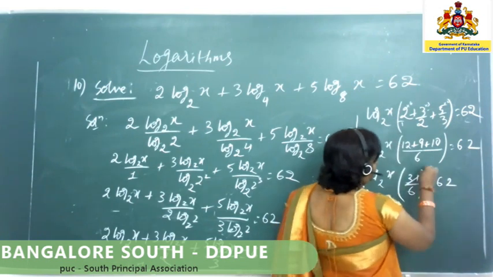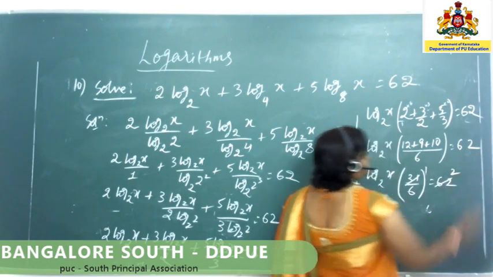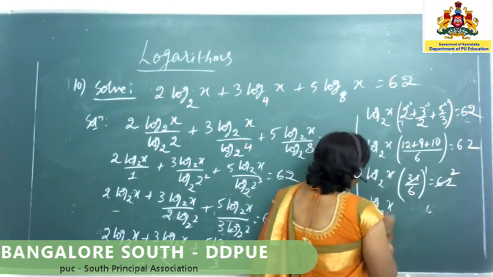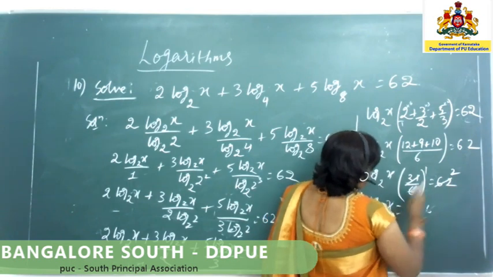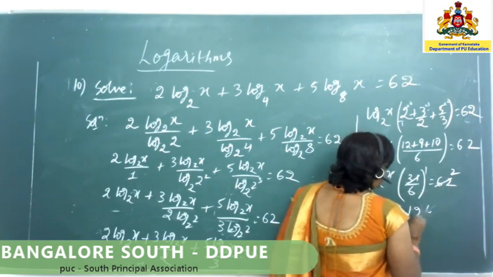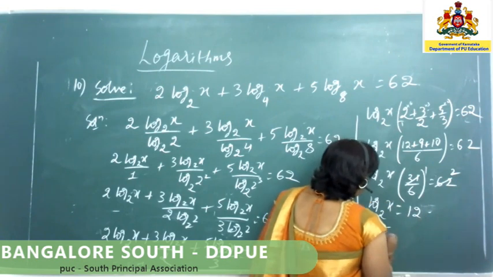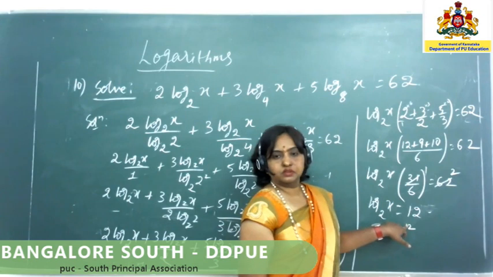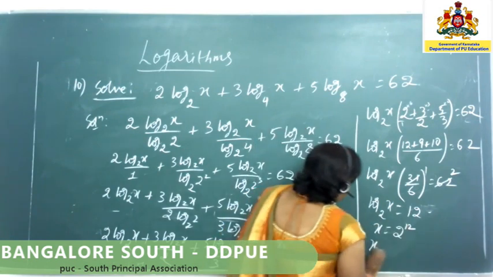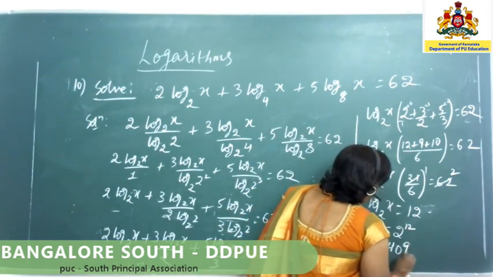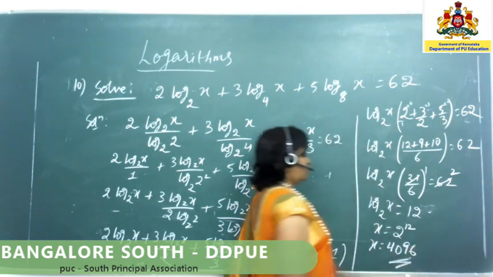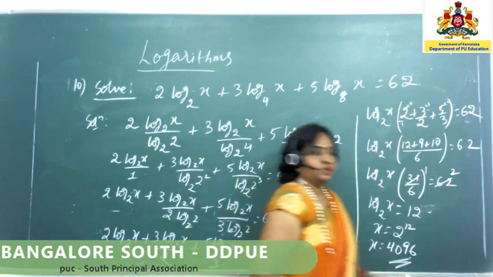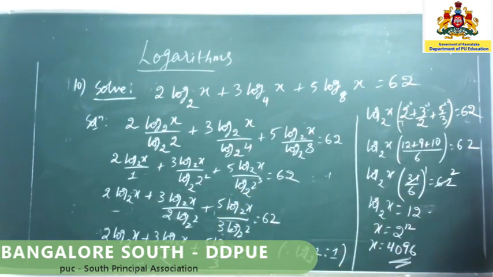So 31 into 1, 31 into 2. So I can just cancel this. So log x to base 2 is equal to 6 into 2, so it is 12. So x is equal to 2 to the power of 12. So that is 4096, 64 into 64. So you can write it as 4096. Yes, make a note of this.